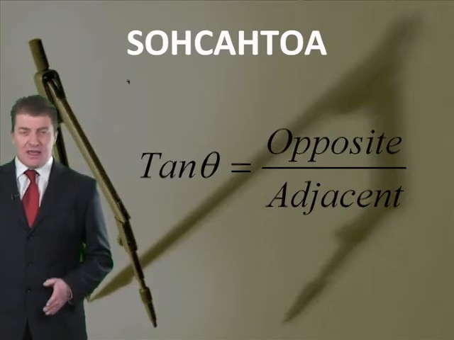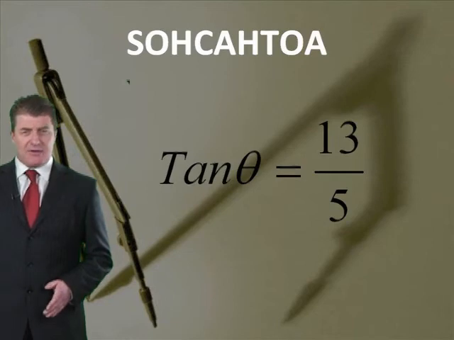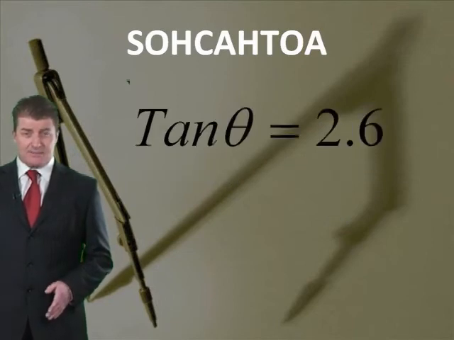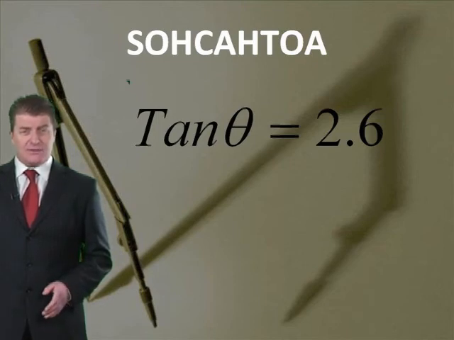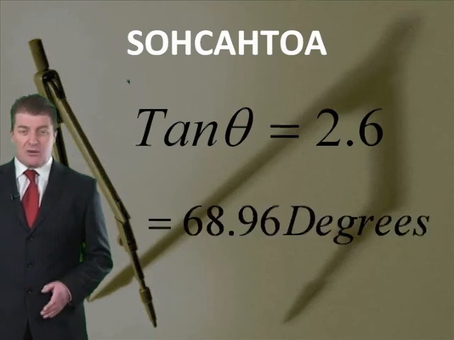So the tan of the angle equals 13 divided by 5, which gives us the tan of the angle is 2.6. So to determine the angle which would produce a tangent of 2.6, you use the inverse function, or the tan to the -1, the inverse function. If you put in the inverse function of 2.6 of the tan inverse function, you will get an angle of 68.96 degrees.